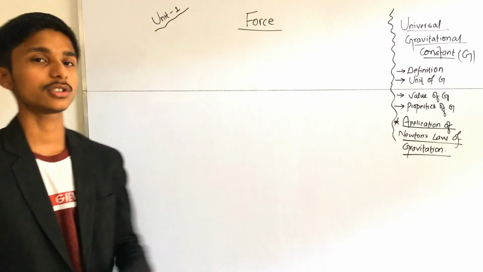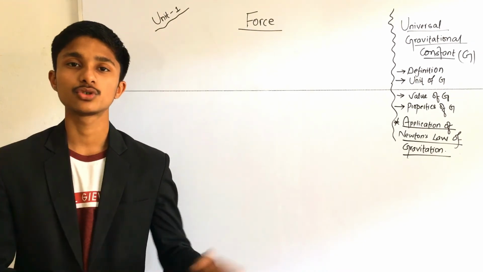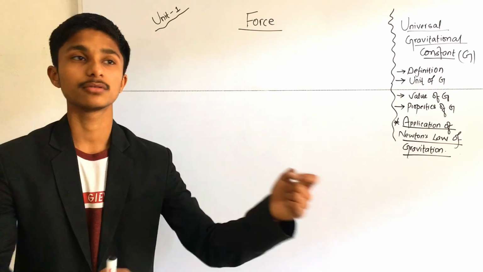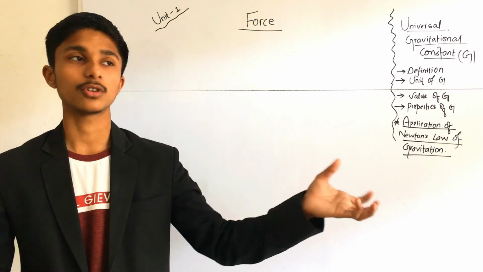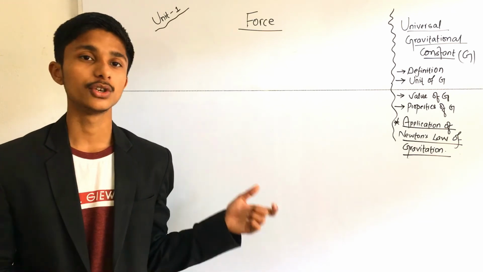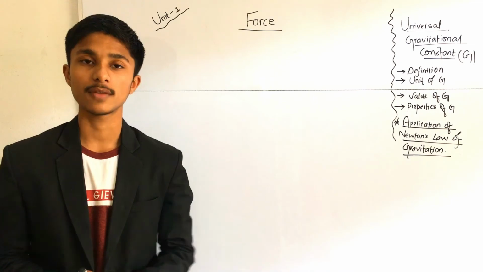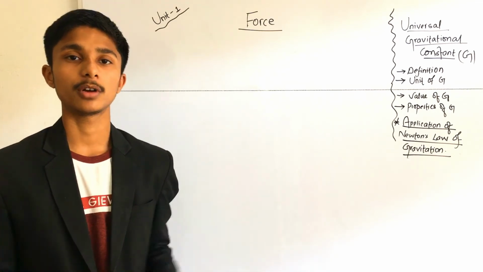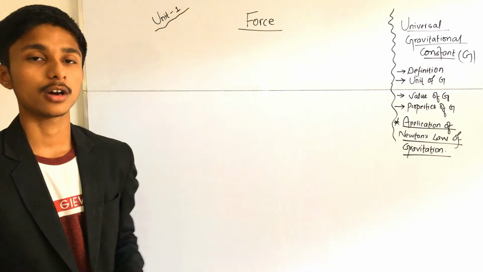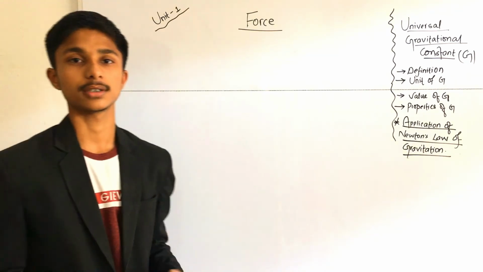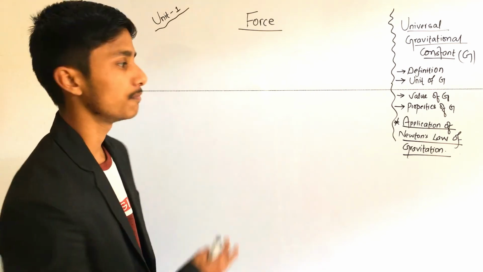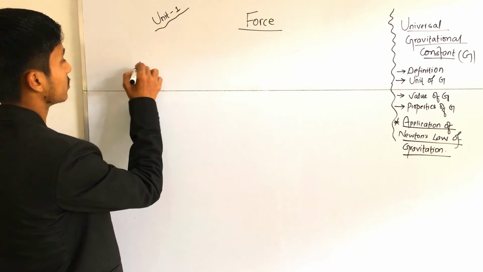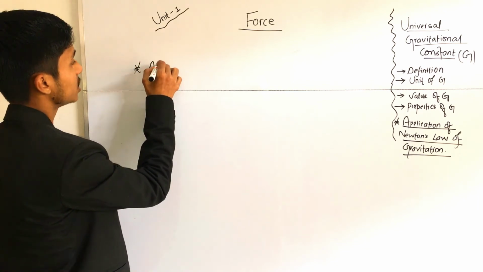Newton's law of gravitation is used to find the distances between two heavenly bodies, that is the distance between the Earth and Moon, the distance between Earth and Sun. It can be found using Newton's law of gravitation. It is also used to find the masses of heavenly bodies, such as the mass of Earth, Sun, Moon, etc. And similarly, there are many applications of Newton's law of gravitation. Now we write here the applications.